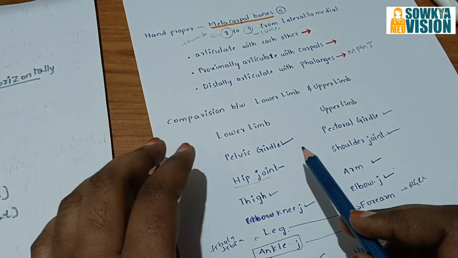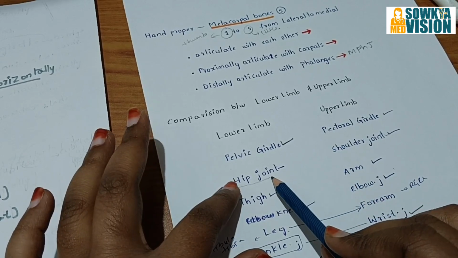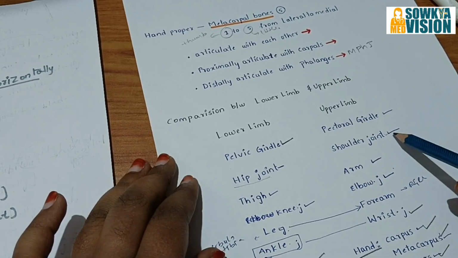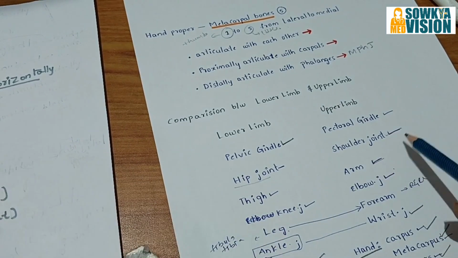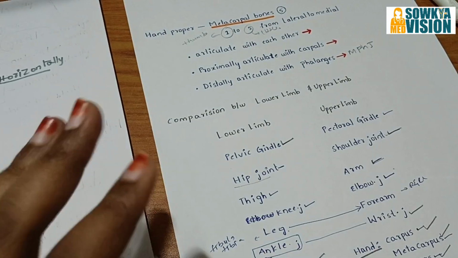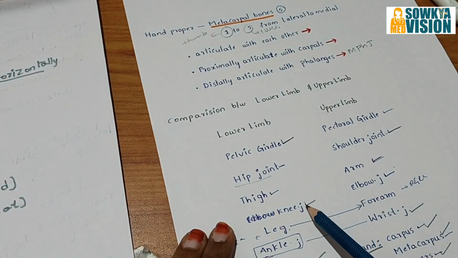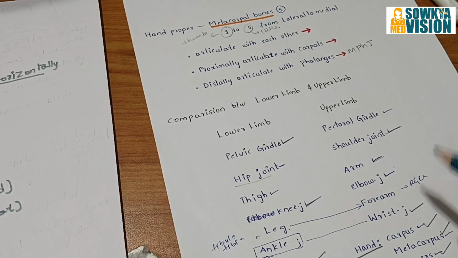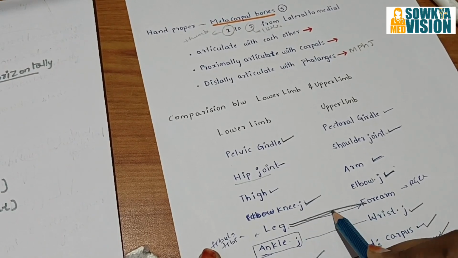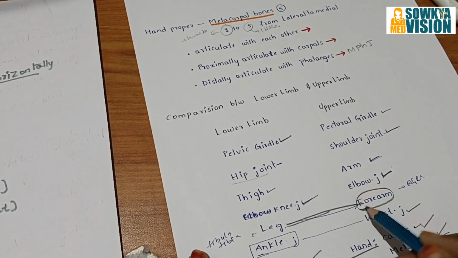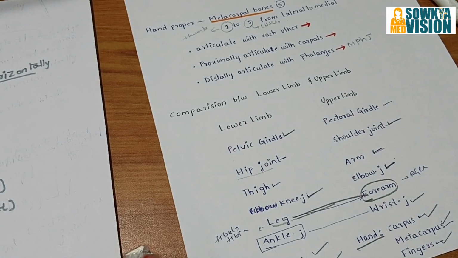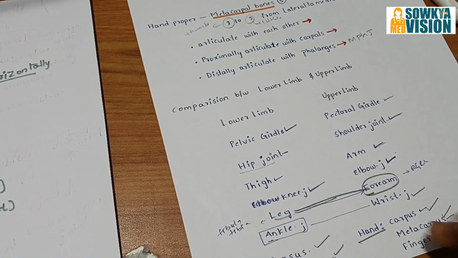The major ball and socket joint in the lower limb is the hip joint. The ball and socket joint in the upper limb is the shoulder joint. The arm is homologous to the thigh region of the lower limb. And the knee joint in the lower limb is homologous to the elbow joint in the upper limb. The leg of the lower limb is homologous to the forearm. The bones in the leg are fibula and tibia, in this, radius and ulna.